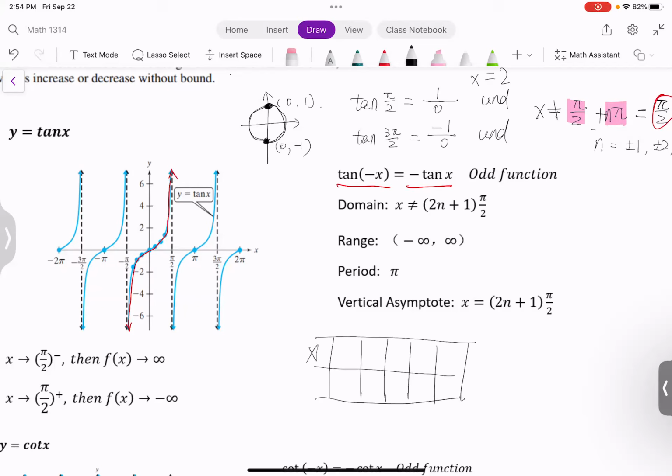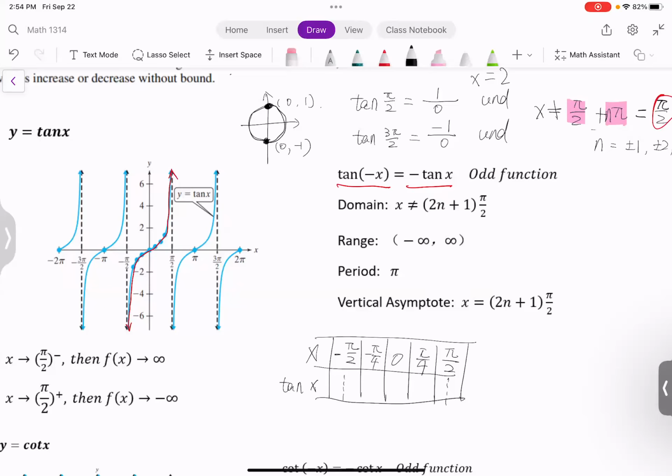First row is the angle x. Second row is tangent x. The special points are negative half pi, which is a vertical asymptote, and the end point, half pi, which is also a vertical asymptote. Between them, the three important key points are negative pi over 4, 0, pi over 4.